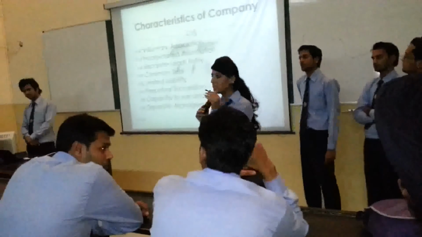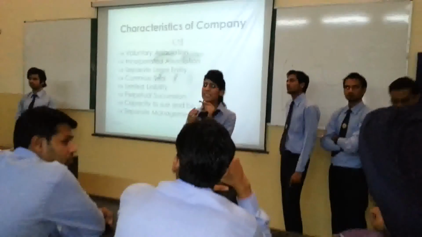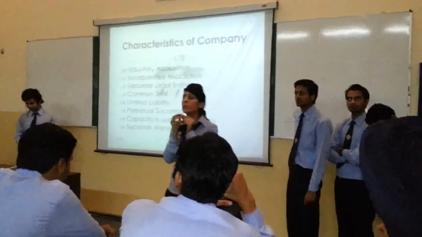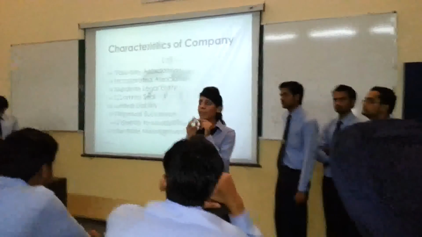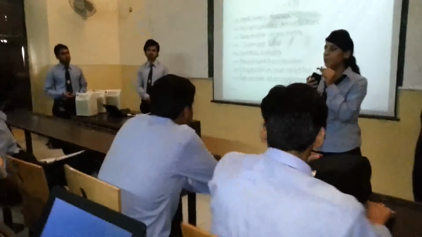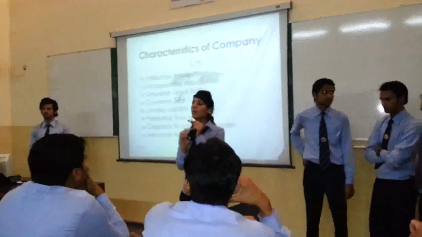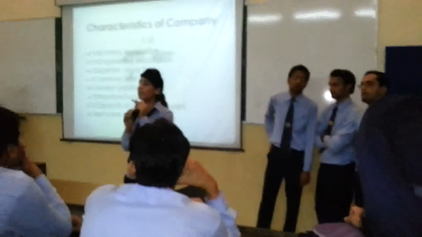Capacity to sue and be sued. In this, any firm or organization that finds the company is going against them can sue the company. And likewise, if the company finds any organization, firm, or employees going against the company, it can sue them. Separate management: the company is an artificial person, but still it cannot manage on its own. It has a separate management.